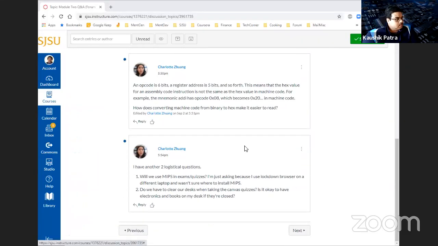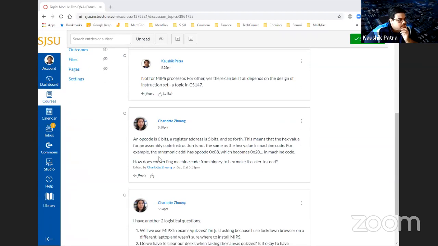Okay, so you have two. An opcode is 6 bits, a register address is 5 bits, and so forth. This means the hex value for an assembly code instruction is not the same as the hex value in the machine code. ADDI has an opcode 08 which becomes 20 in machine code.